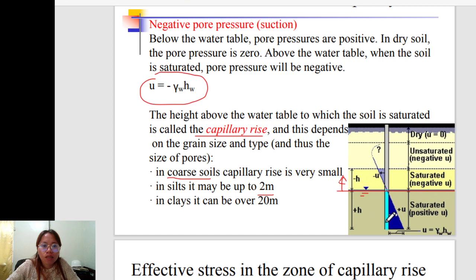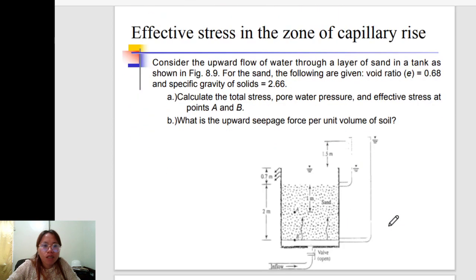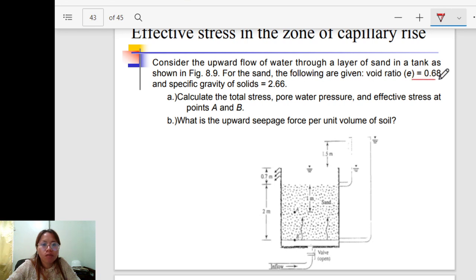So what is the total stress, no? Next comes the question: effective stress in the zone of capillary rise. Consider upward flow. I think this is an example. Consider the upward flow of water through a layer of sand in a tank as shown in figure 8.9. For the sand, the following are given: the void ratio, and the specific gravity of soils 2.66. Calculate total stress, pore water pressure, and effective stress at points A and B. Where are A and B? This is A, and this is B, no? Sorry, I can't make it out clearly.